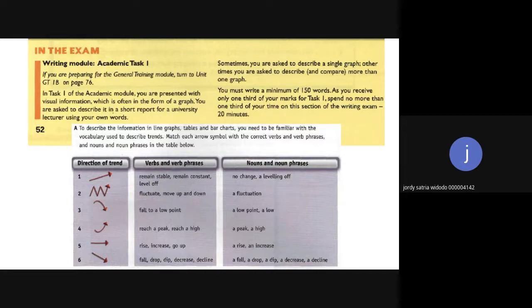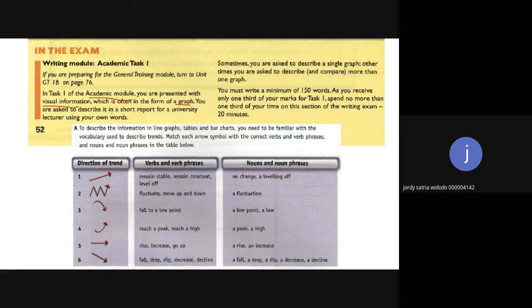If you are preparing for the general training module, turn to the unit. But we are not talking about general training. We're talking about the academic module. In the academic module, you will be provided with visual information. For instance, that can be a graph or a diagram, and so on. What you need to do is interpret the diagrams and put them into writing, which is often in the form of a graph. You are asked to describe it in a short report for a university lecturer using your own words.